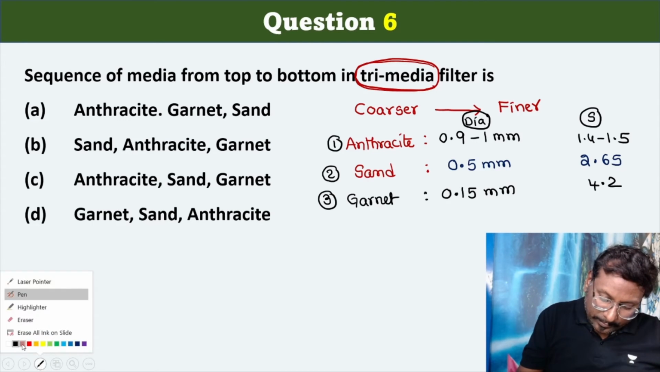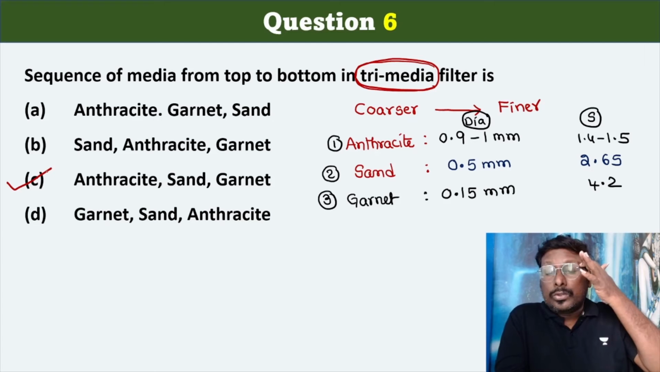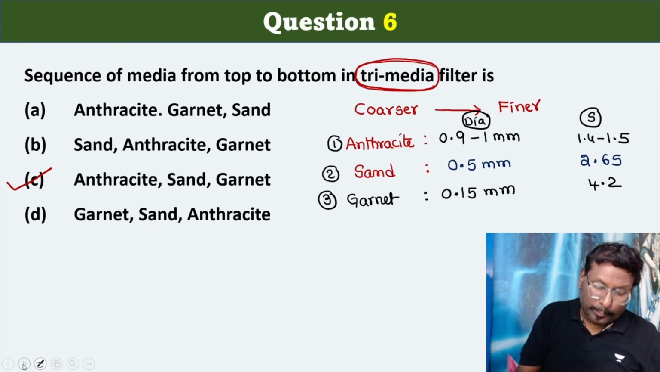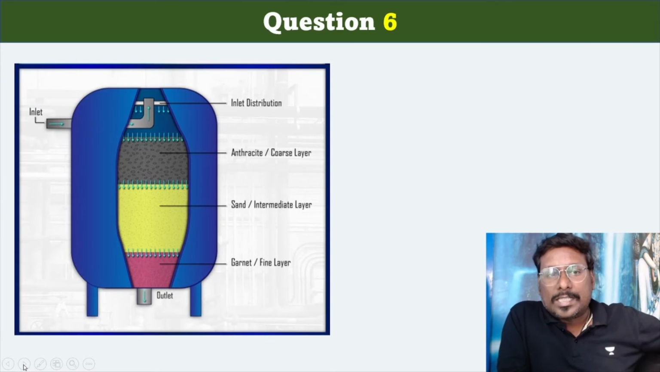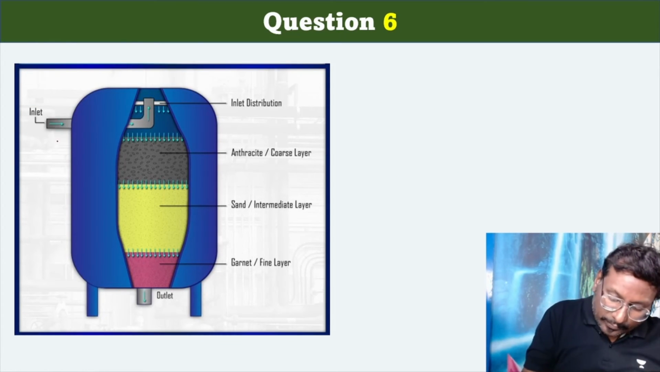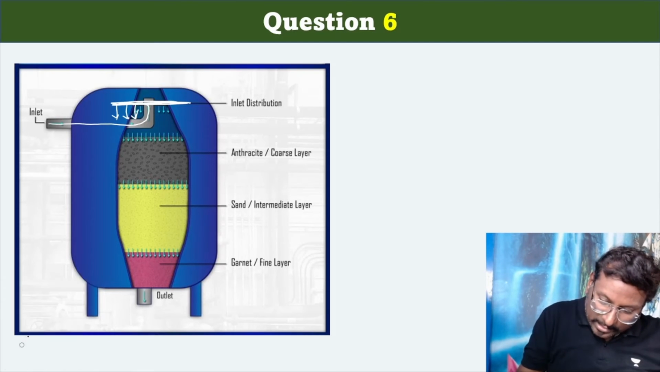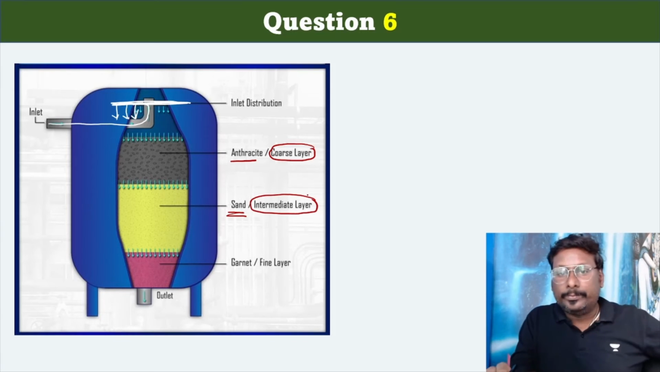So what is the option? Option C. So don't take finer to coarser. Coarser to finer: anthracite, sand, garnet. I will show you the picture. This is the pictorial representation. Water is coming from inlet and it is released by the sprinkler. So now what is the first layer? Check out the first layer, anthracite, coarser layer, followed by sand, intermediate layer.